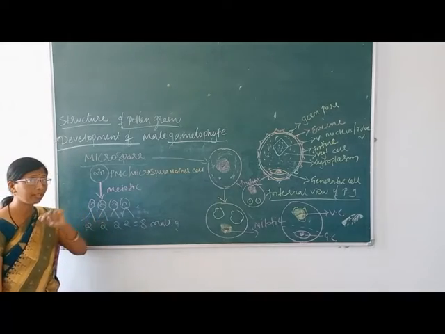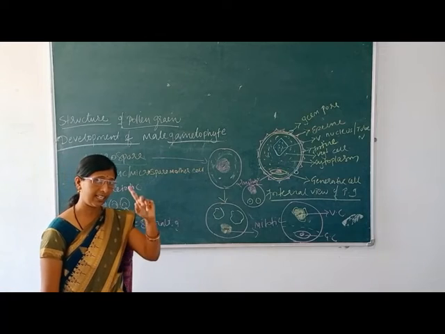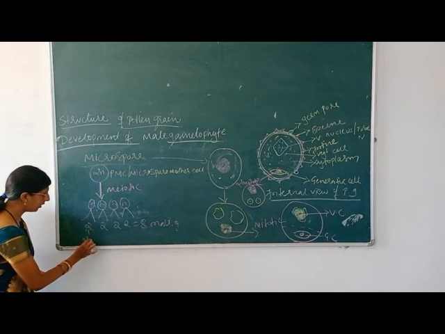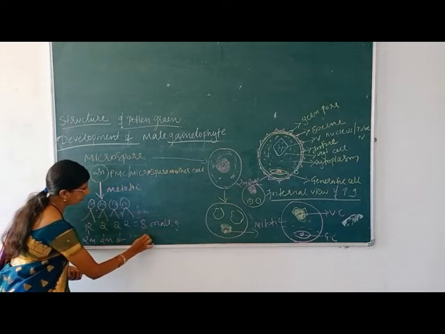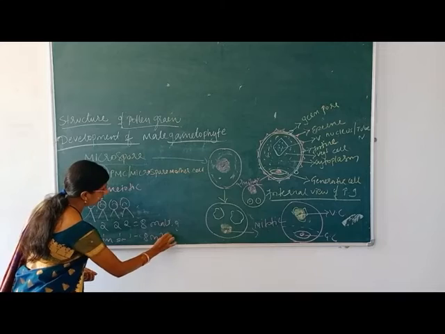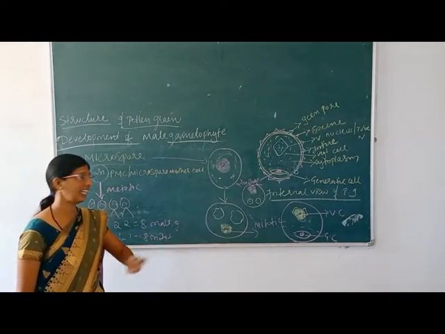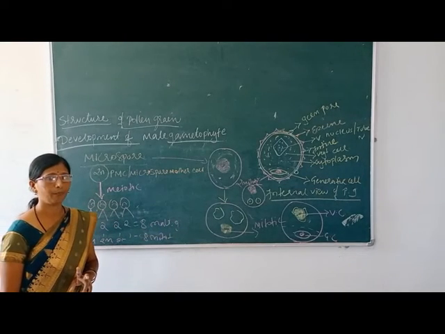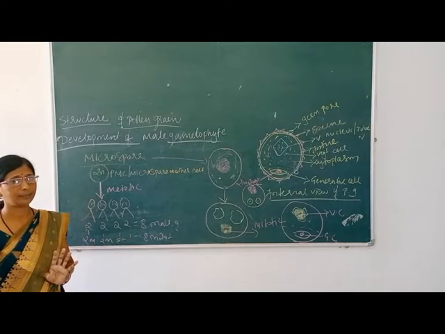So how many mitotic divisions are required to get the 8 male gametes? If there have to be 8 male gametes, how many mitotic divisions are needed? So for one, 2 mitotic divisions. Yes, very good. That is called the 8 mitotic divisions undergone to form the 8 male gametes from the 4 haploid microspores. Correct? This is the development of male gametophyte.